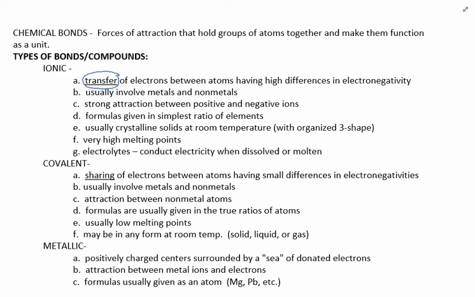And these are some of the properties. They're usually crystalline solids. So one example here of something that you've seen would be something like sodium chloride. It has a very high melting point, and they also conduct electricity.